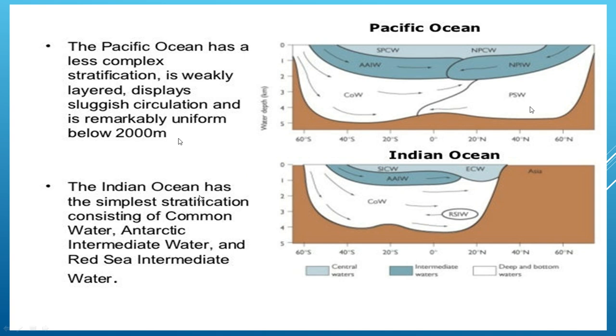The Indian Ocean has the simplest stratification, consisting of common water, Antarctic Intermediate Water, and Red Sea Intermediate Water. That's RSIW, Red Sea Intermediate Water. Here is your common surface water. Antarctic Intermediate Water, those are central waters. This is your central waters, and this is your common water. So South Indian central water, East central water. And it's not very exciting, unlike the Atlantic, and they have pretty uniform characteristics throughout the depth.